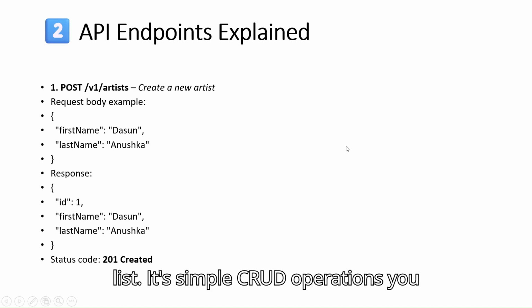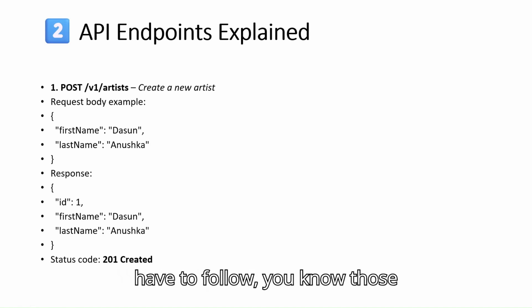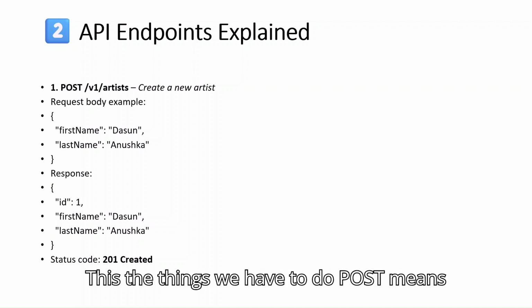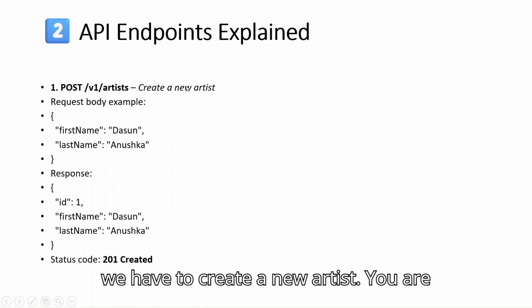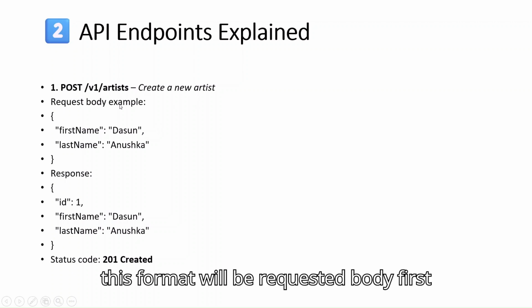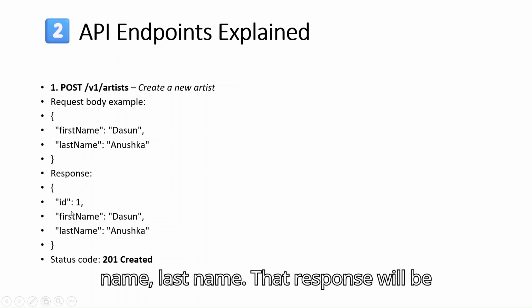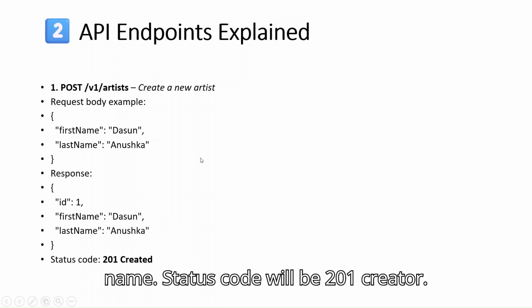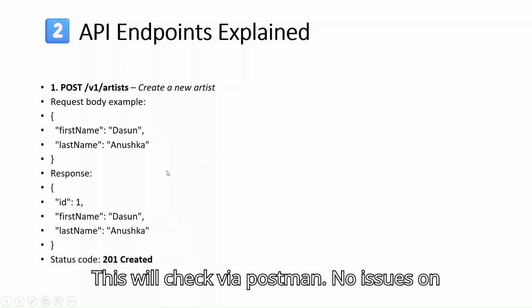We have to create a simple CRUD operations set. You know those CRUD operations: post, get, put, delete. Post means we have to create a new artist. The request body has first name and last name, and the response will have an auto-generated ID, first name, last name. The status code will be 201 Created. This can be checked via Postman, no issues there.